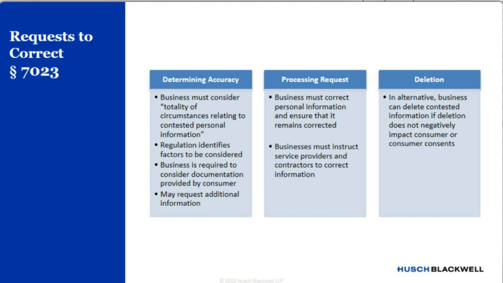So, processing requests. If a business determines that the information is inaccurate, then they must correct the PI and ensure that it remains corrected. And similar to the request to delete, they also need to instruct all service providers and contractors that maintain PI to correct the information as well. Now, there is an alternative: a business may delete the PI instead of correcting it if the deletion does not negatively impact the consumer or the consumer consents to this deletion.